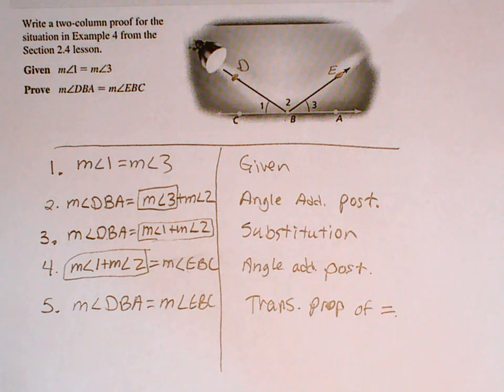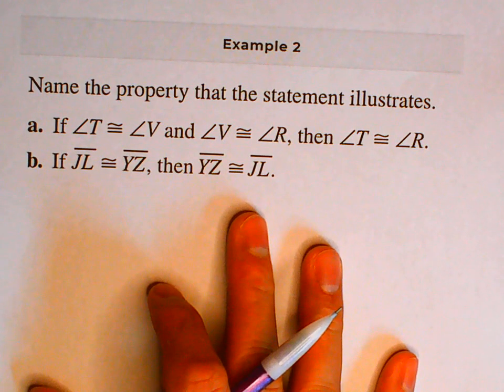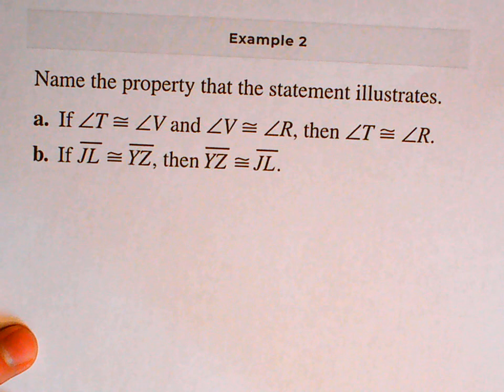Let's take a look at example number 2. Name the property that the statement illustrates. Okay, so you have, if angle T is congruent to angle V and angle V is congruent to angle R, then angle T is congruent to angle R.